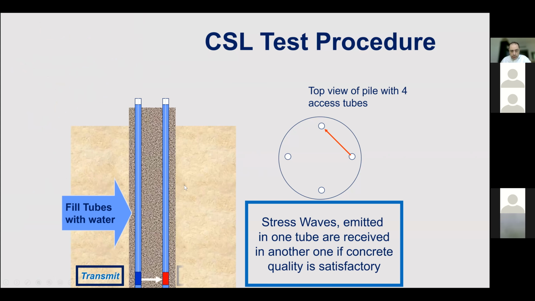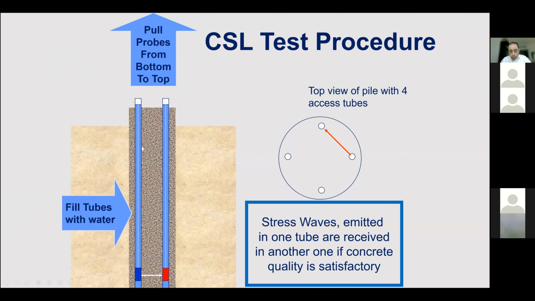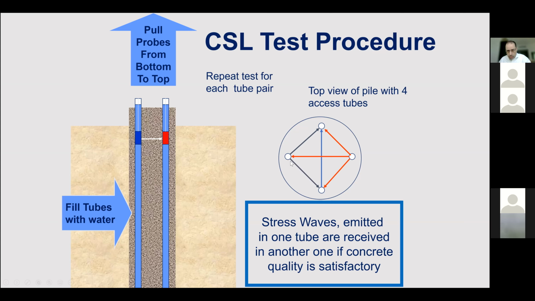You fill the tubes with water and put the probes down the tubes, and then when you're pulling them up, you start recording the data. The waves are transmitted from the transmitter and received on the other side. If the concrete is satisfactory, we can see that in the cross sections that you take along each 2 pairs of access tubes. So if you have 4 access tubes, you're going to do 6 cross sections.